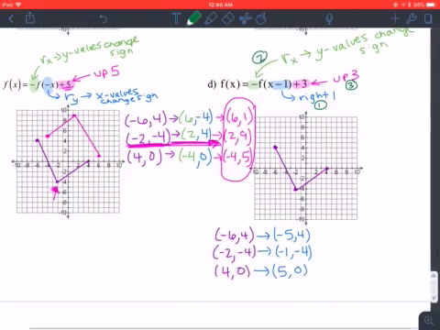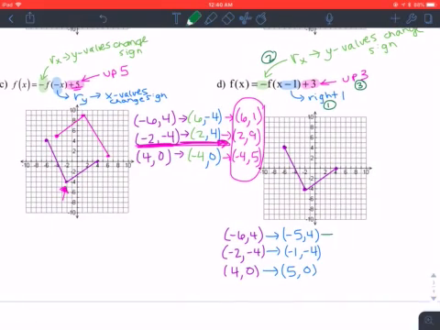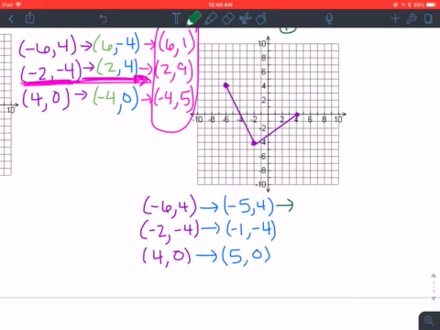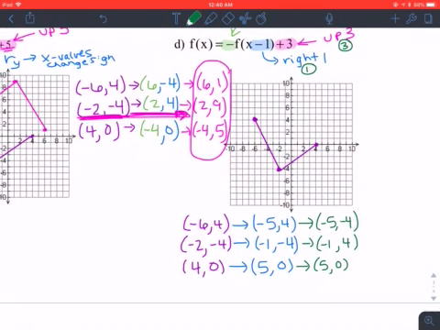Okay, second, I'm reflecting over the x-axis. So my y value is changing. X stays the same, change the sign of the y value. X stays the same, change the sign of that y value. On this last point, we can't change the sign of a 0.